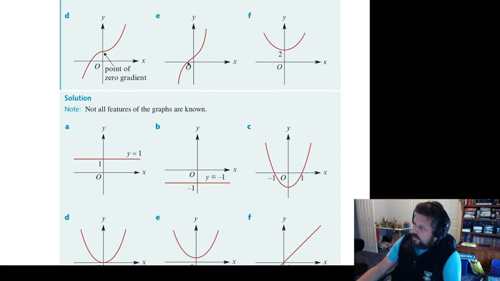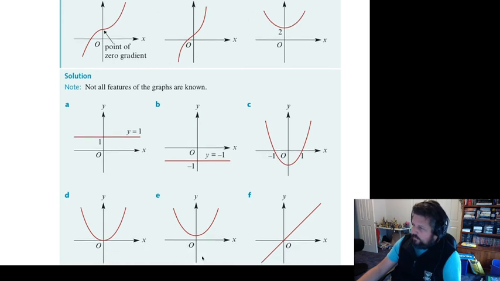This one's similar, except here's the spot, it's a stationary point of inflection. You can see how that affects it over here. Actually, sorry, the stationary point of inflection is, yeah, here.